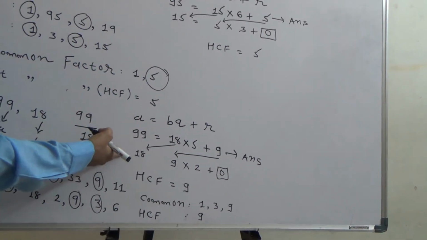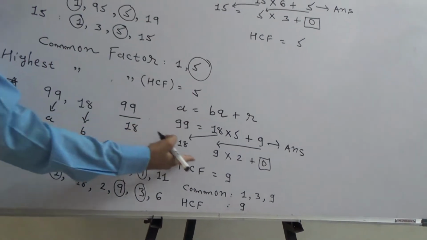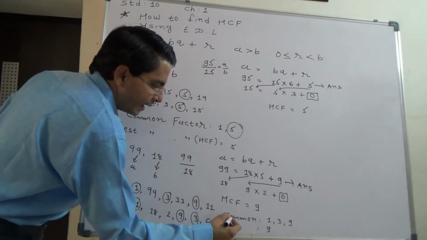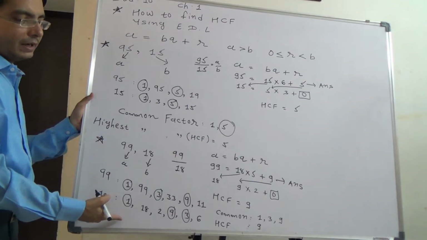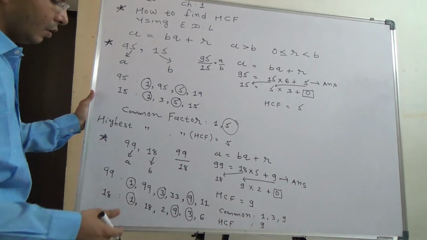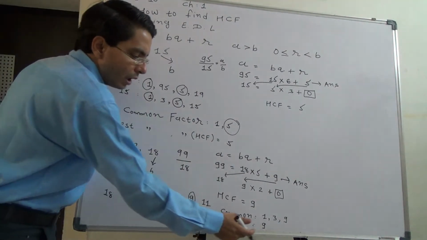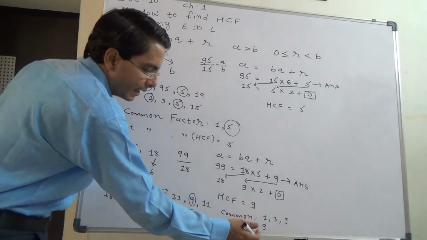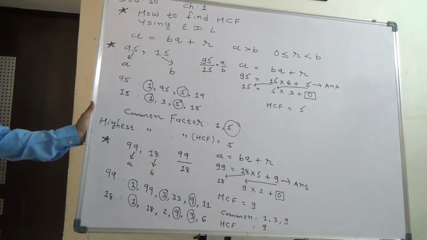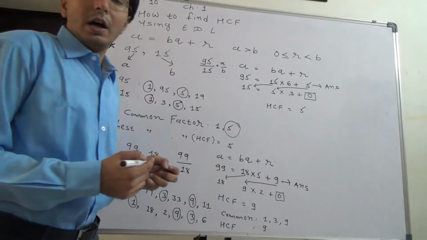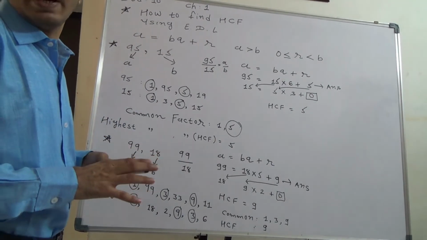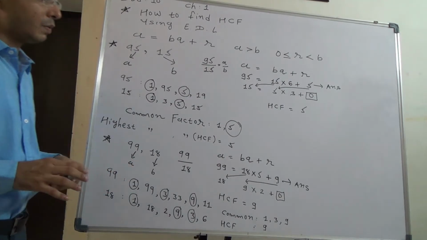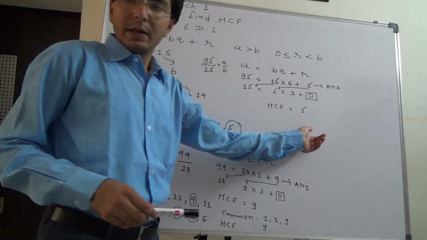See, here both answers are the same. If you apply Euclid's Division Lemma, the answer is HCF 9. And if you apply the method we already learnt in standard 5 and 6, the answer is also the same: HCF is 9 here and HCF is 9 there. Okay, so another example from Exercise 1.1.